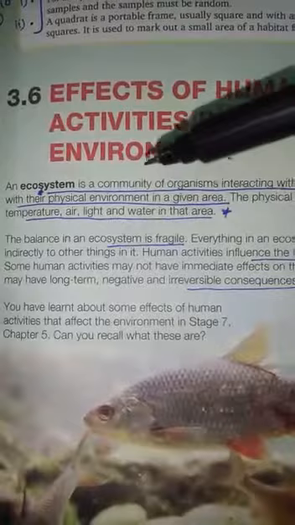Students, today's topic 3.6 is about the effects of human activities on the environment. An ecosystem is a community of organisms in which the organisms interact with one another, and they also have a relation with their physical environment. The physical environment includes abiotic factors like temperature, light, and water.